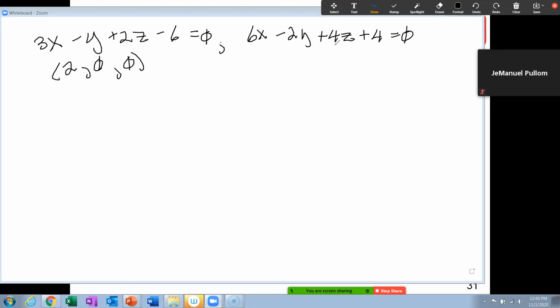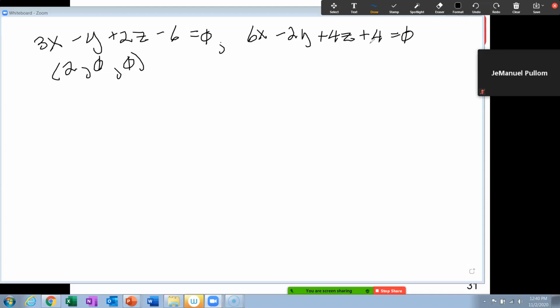Are they the same plane? They're not, because this D is a minus 6 here. If you multiplied that by 2, you would not get plus 4. So obviously they're not the same planes, but they're parallel.